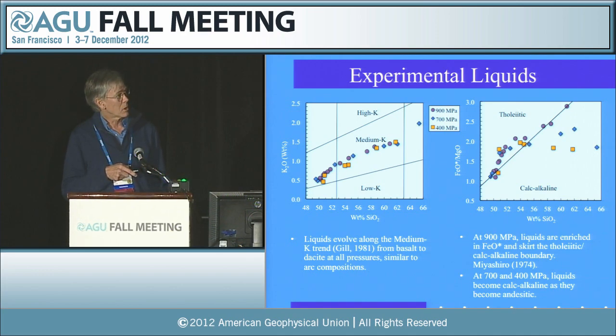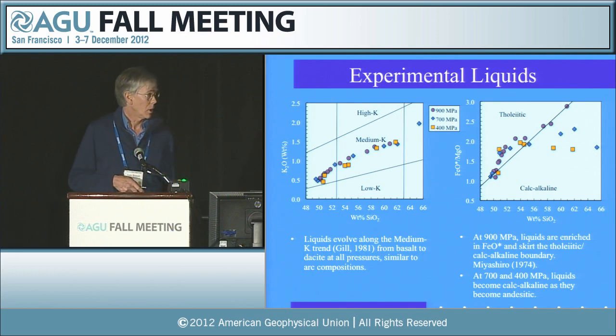At 9 kilobars, the liquids climb up slightly into the tholeiitic field, and then they track along the tholeiitic calc-alkaline boundary. But at 7 and 4 kilobars, they drop rather neatly into the calc-alkaline andesite field. So at not unusually high water concentrations and not unusually oxidized conditions, arc basalt produces calc-alkaline andesite. It doesn't need to be very complicated.